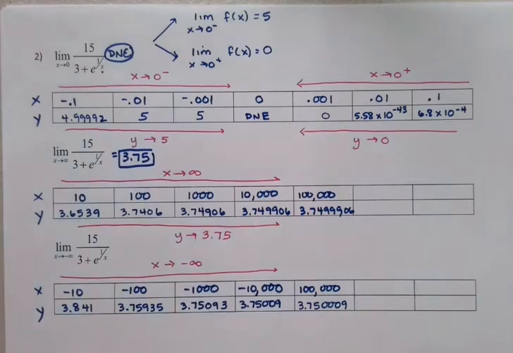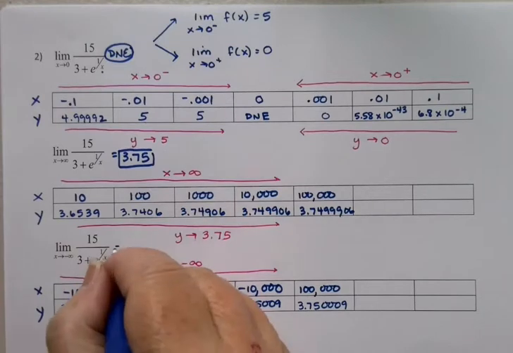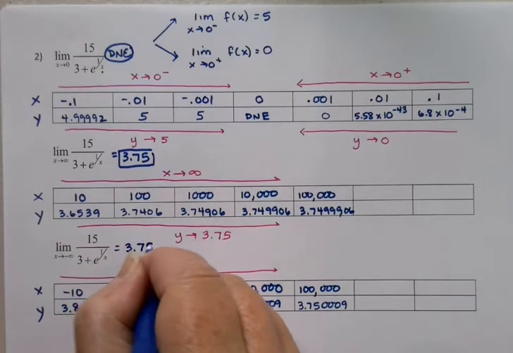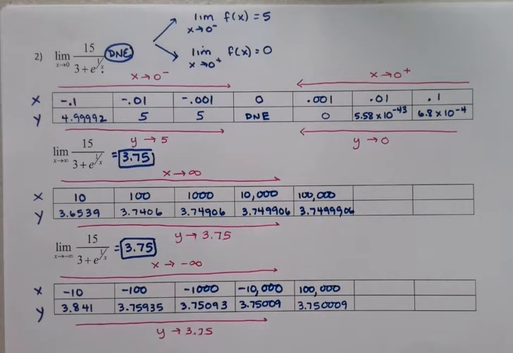And the same thing here. These y values, although they start a little bit bigger, they still seem to be trying to come down towards 3.75. And so once again, that's my limit. Seeing that pattern is really important when you do numerical limits. All right, so let's think a little bit about this.